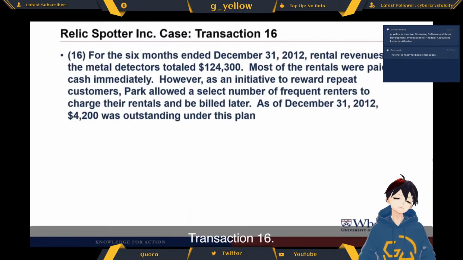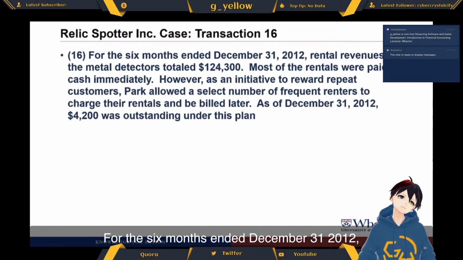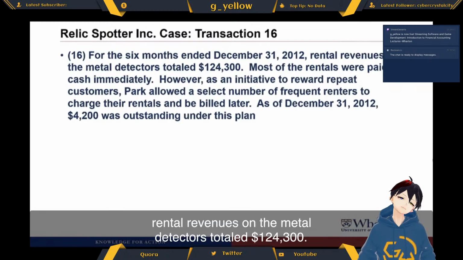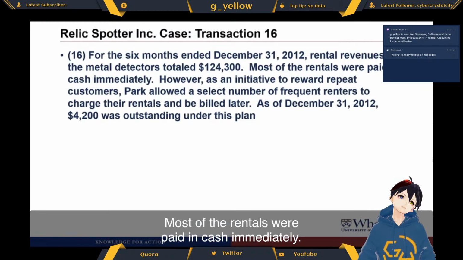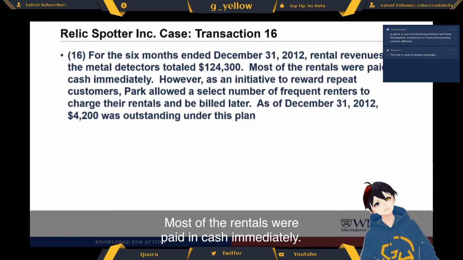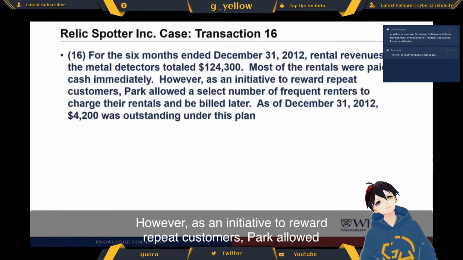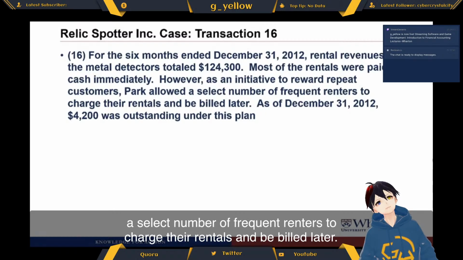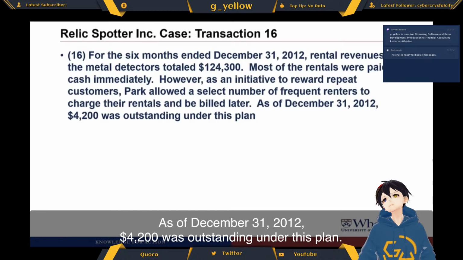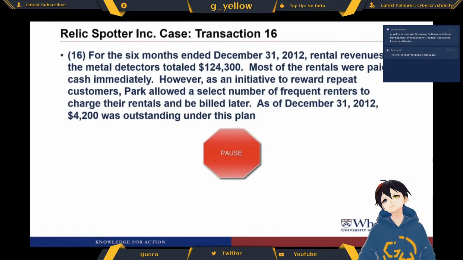Transaction 16, for the 6 months ended December 31, 2012, rental revenues on the metal detectors totaled $124,300. Most of the rentals were paid in cash immediately. However, as an initiative to reward repeat customers, Park allowed a select number of frequent renters to charge their rentals to be billed later. As of December 31, 2012, $4,200 was outstanding under this plan.